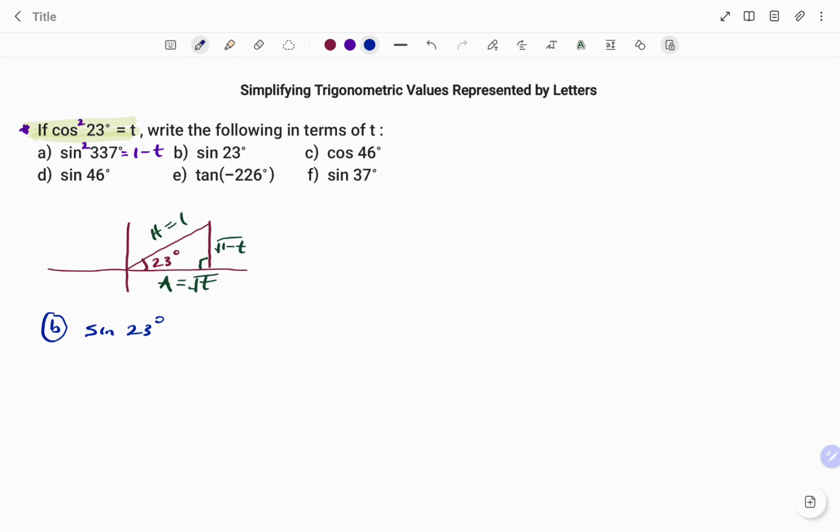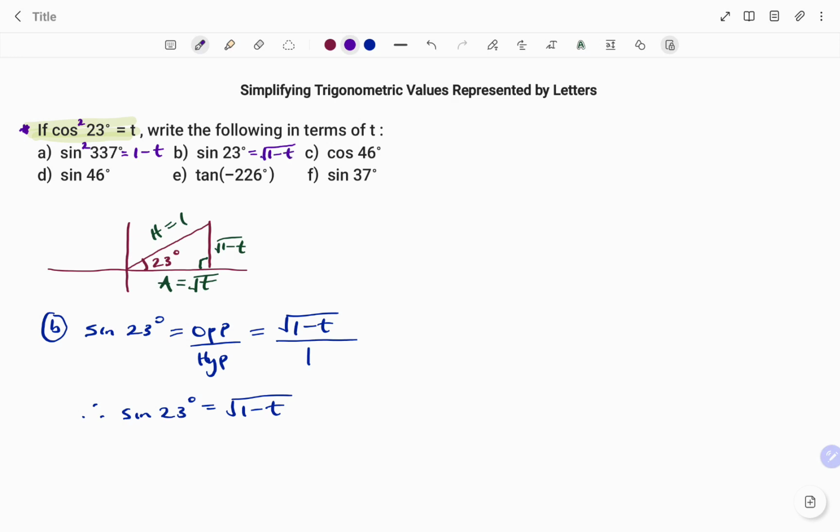From our trig ratio, sine is opposite over hypotenuse. So using the same diagram that I had for the first part of the question, my opposite, that's the side facing the reference angle, is root of 1 minus t, over hypotenuse. Hypotenuse is 1. So therefore, sine 23 degrees equals square root of 1 minus t. So I have that as square root of 1 minus t.